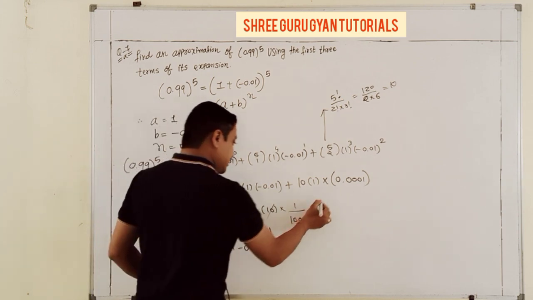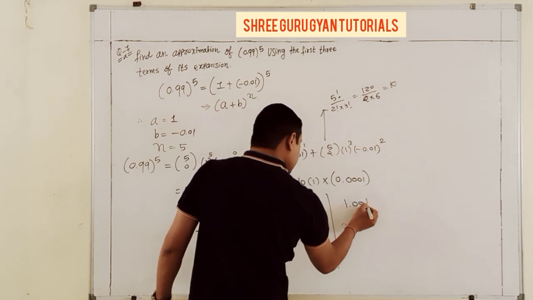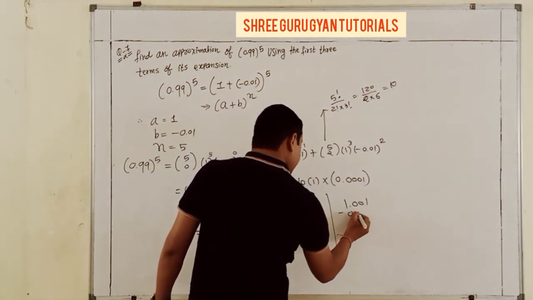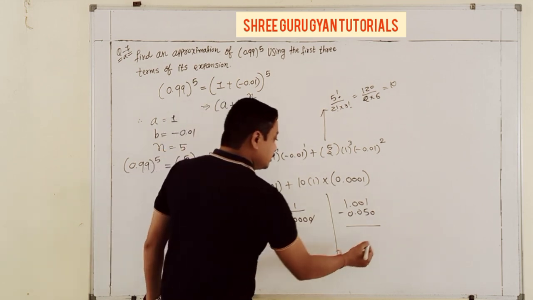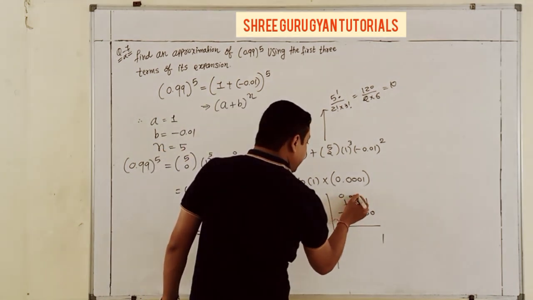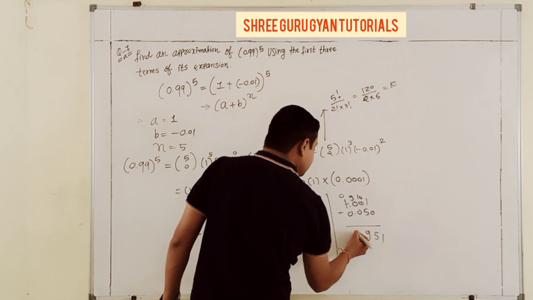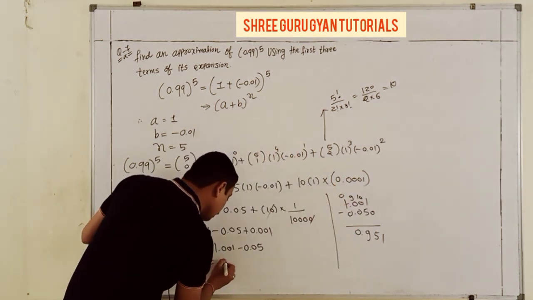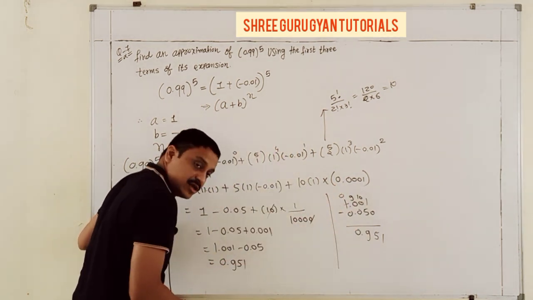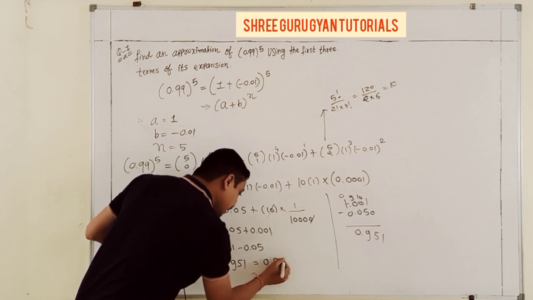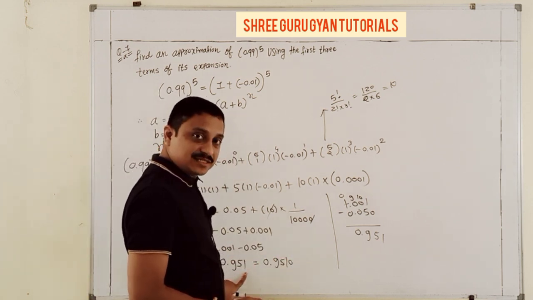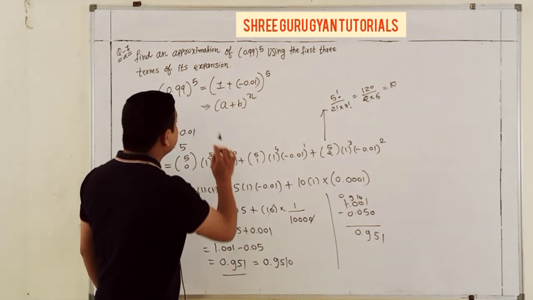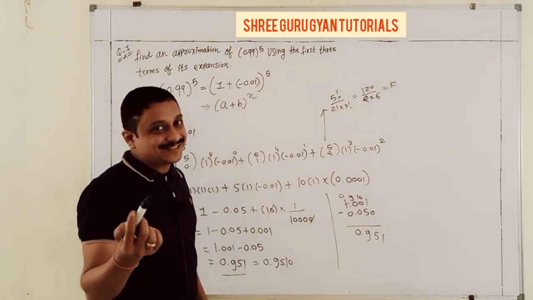Now I subtracted 1.001 minus 0.05. Here 0. So here 1. Students, here 0, 9, 10, 5, 9 and 0. Your answer is 0.951. Either you can write down 0.9510, that also true. But up to that 3 digits, you can write your answer, and that's your target achieved.